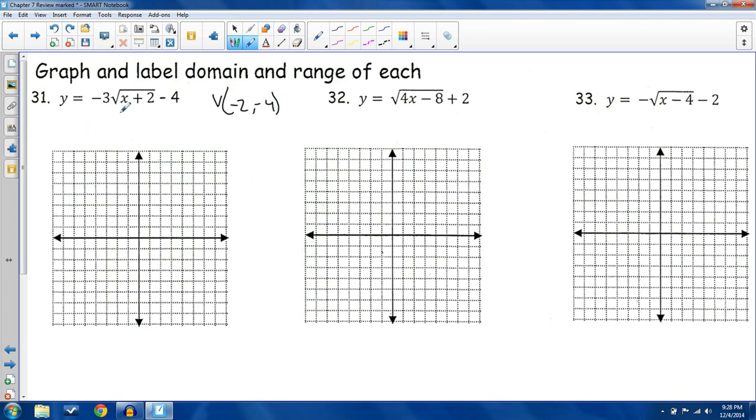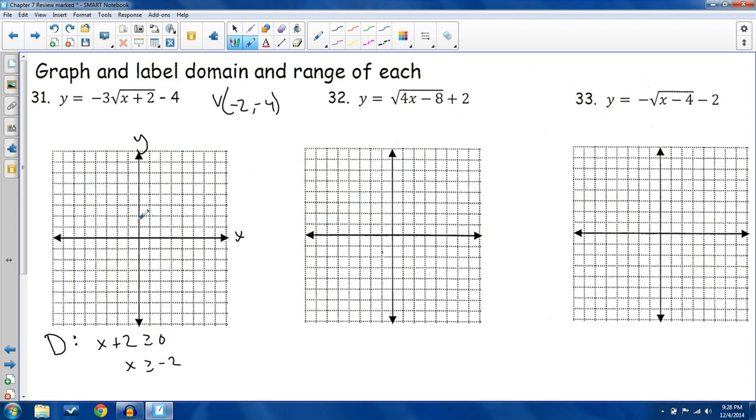Let's do domain first, though. As far as graphs, this is a real number Cartesian coordinate plane. This doesn't have imaginary numbers. So as far as domain goes here, we have to understand that the inside thing right here must be 0 or positive. So I can write a domain that x plus 2 has to be greater than or equal to 0. So x has to be greater than or equal to negative 2.